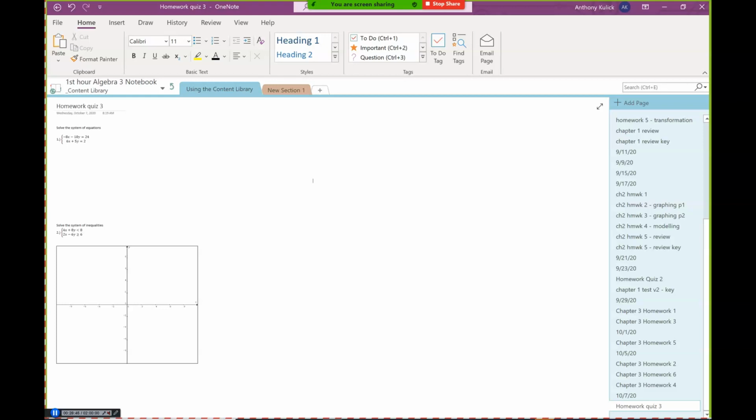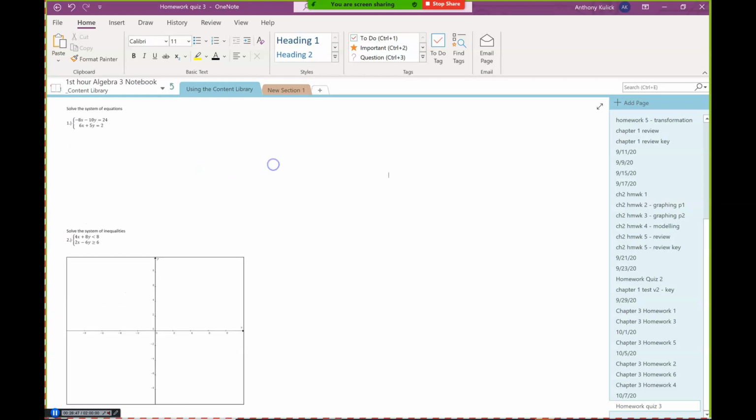So you have just these 2 questions. On the solving the system of equations problem, you can do any method you choose, substitution or elimination or graphing or whatever you want to do is fine.